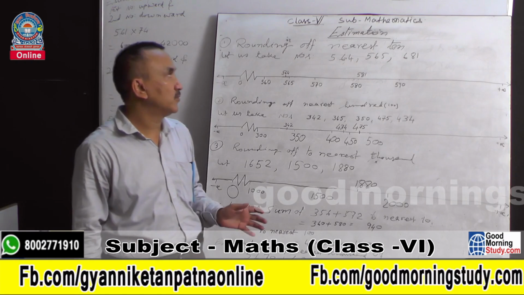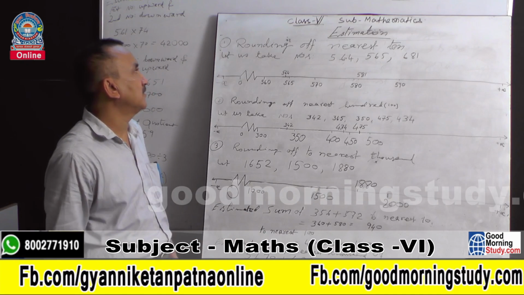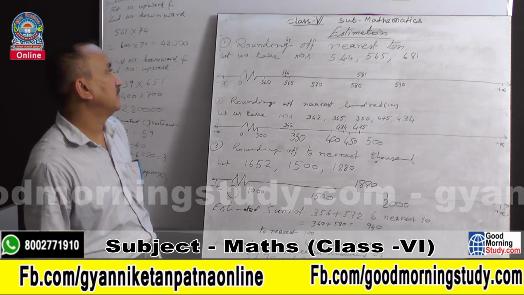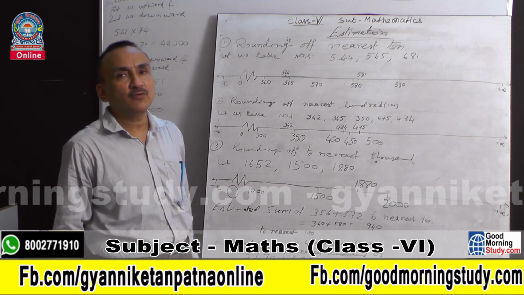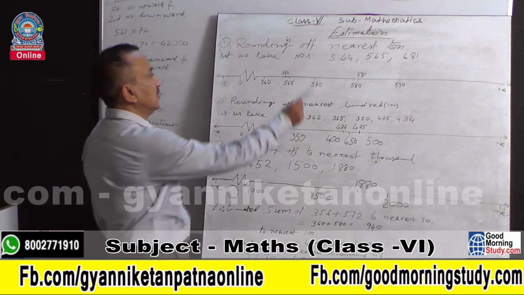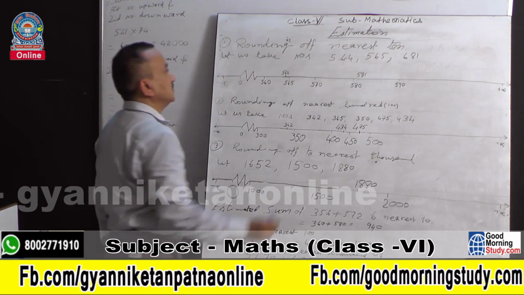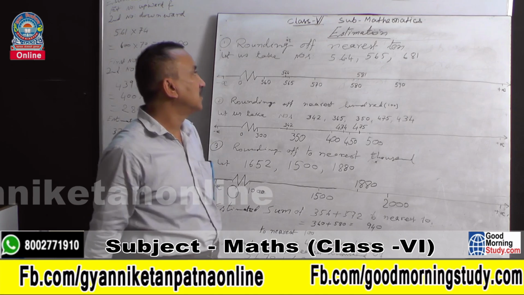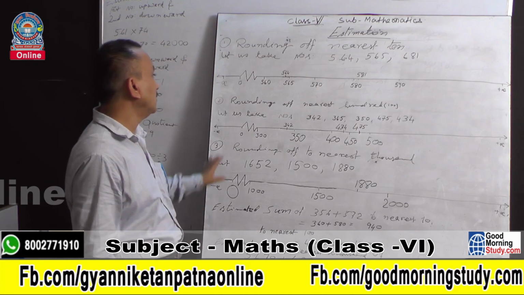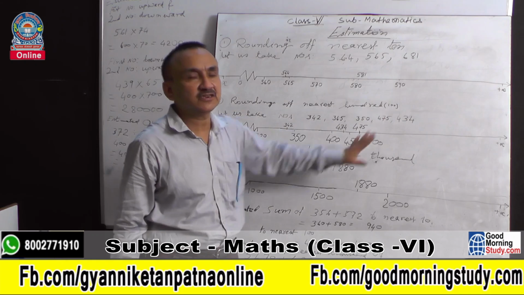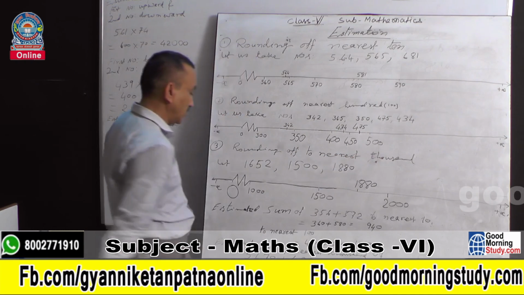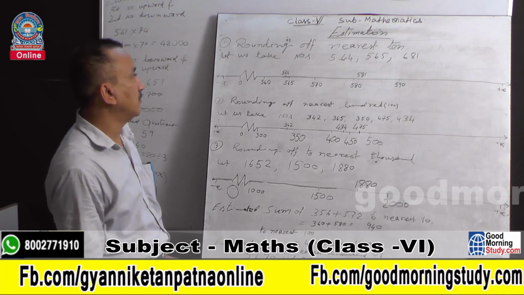I am going to teach here mathematics of class 6. Here mainly I am going to teach you about estimation. This is estimation. It contains rounding of numbers: rounding off to the nearest 10, rounding off to the nearest 100 and rounding off to the nearest 1000. Mainly we will read about this.